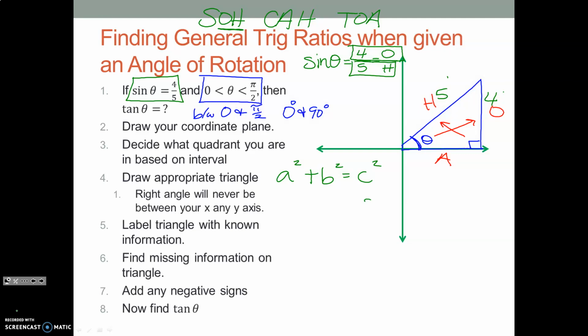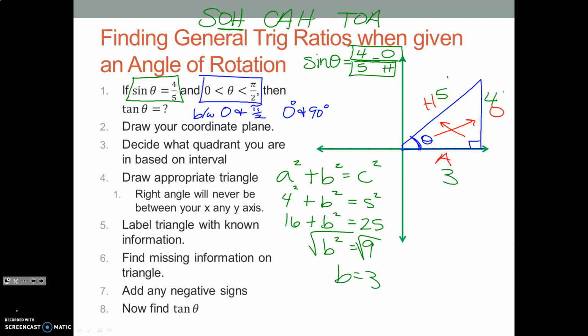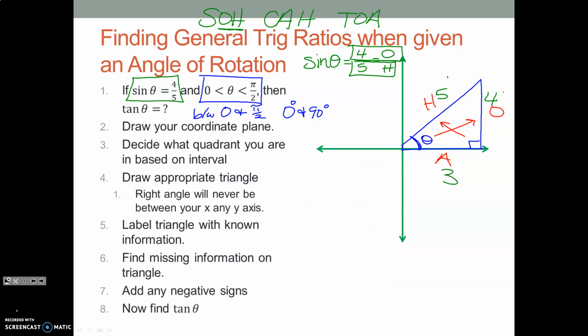I know that my hypotenuse is 5, so 5 squared equals, one of my legs is 4, so 4 squared plus b squared. 4 squared is 16 plus b squared equals 25. Subtract 16, I get b squared equals 9. Square root of both sides, and b equals 3. So you can always use your Pythagorean theorem if you can't remember the 3, 4, 5 triangle, but it is quicker if you can just remember your 3, 4, 5. Okay? So we have our triangle up here. Hypotenuse is 5. Opposite is 4, and that was given to us by this statement right here.